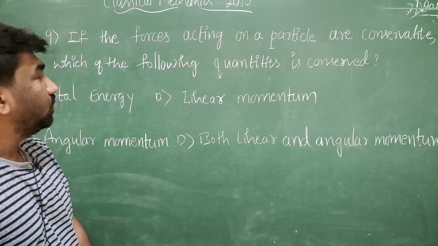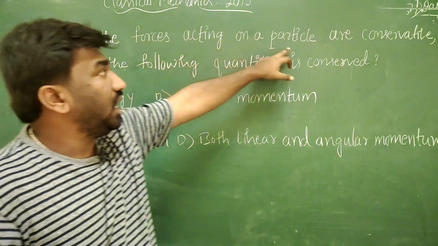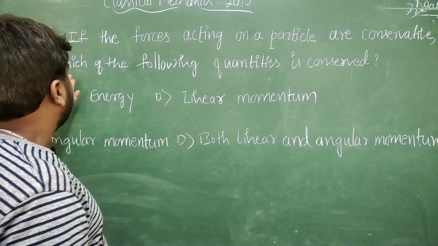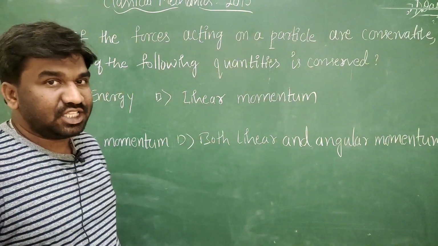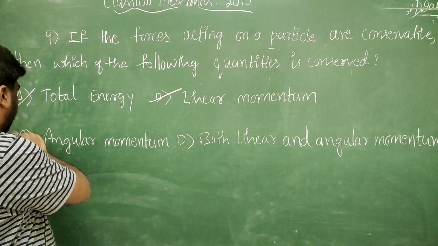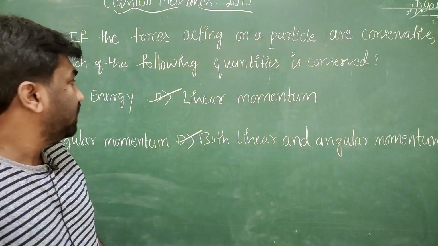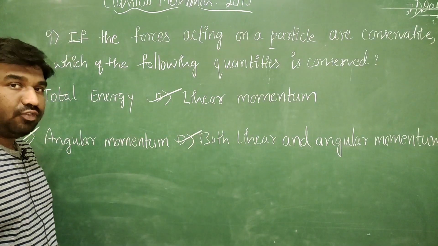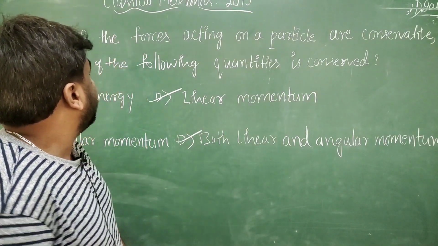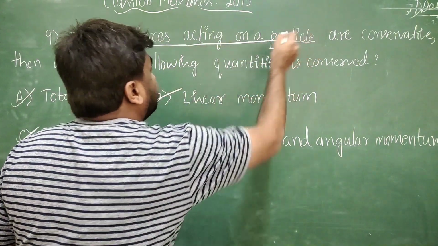Okay. So here the question is like this: if the forces acting on a particle are conservative, then which of the following quantities is conserved? First, total energy, linear momentum, angular momentum, and both linear and angular momentum. So in the four options, which of the following is correct? We have to choose. So here they clearly mention the force acting on a particle.